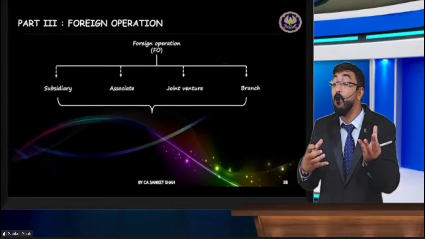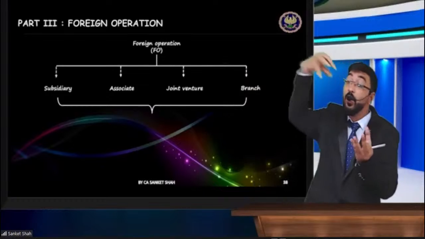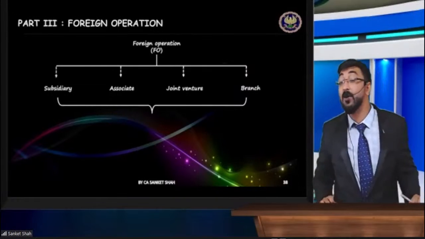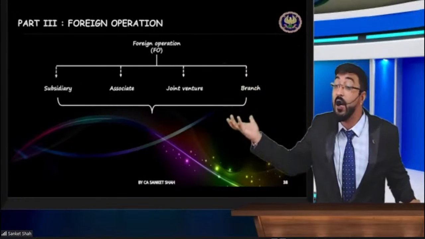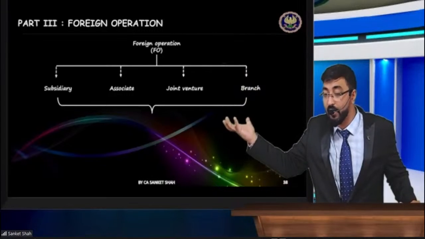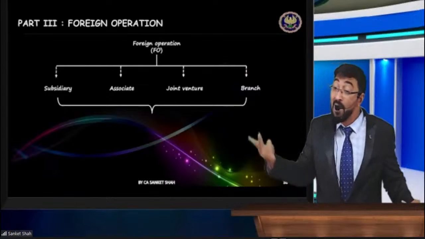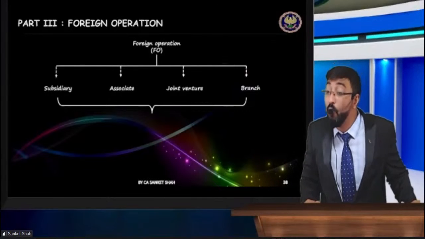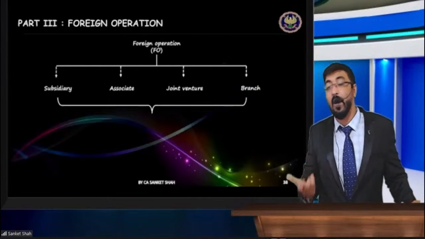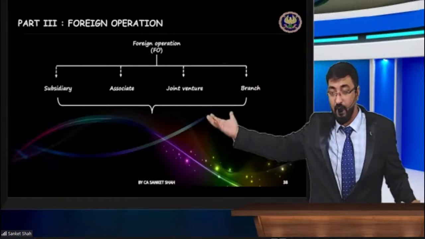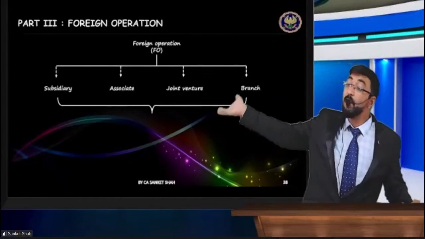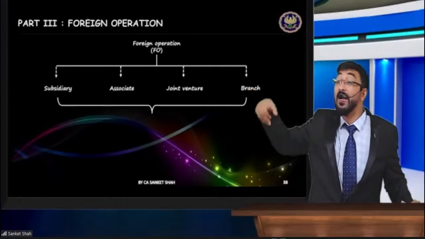So the parent will merge their child books into the parent books. This is because they are running their business in a foreign country, and that's why their financial statements must get converted into your currency after calculation. So you will convert their balance sheet and profit and loss account into Indian rupees.